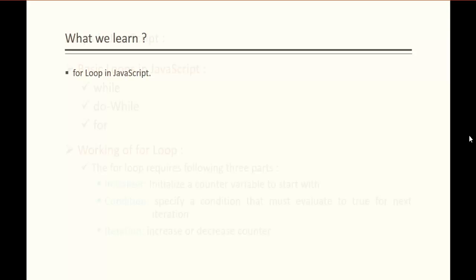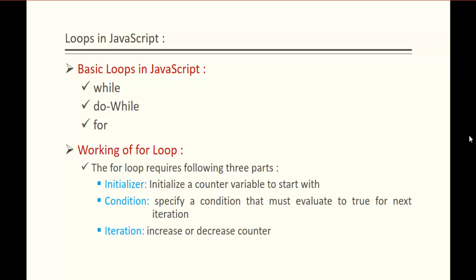Right now, let us understand that very clearly. Basic loops in JavaScript include while, do while, and for loop. In the last two sessions, we learned about the while as well as the do while loop, but now we are going to understand what the for loop is and learn how the for loop works.